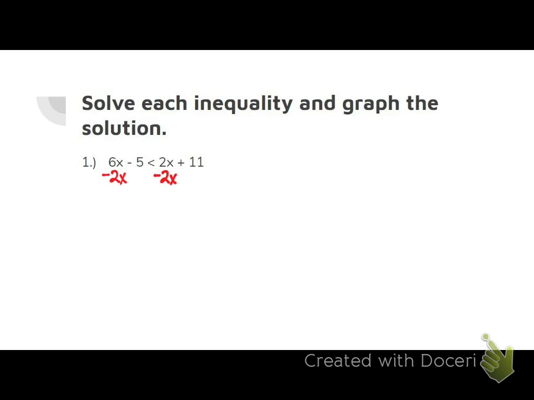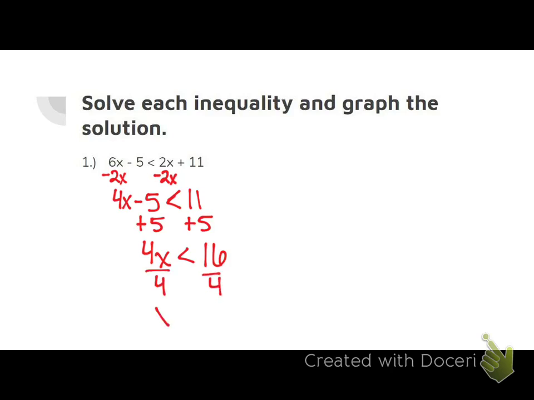6x minus 2x is 4x. What's still next to that? The minus 5. Less than the positive 11. Yep, now it's going to look like the problems we did yesterday. So we would add the 5. 4x is less than 16. Last step. Divide off the 4. x is less than 4.